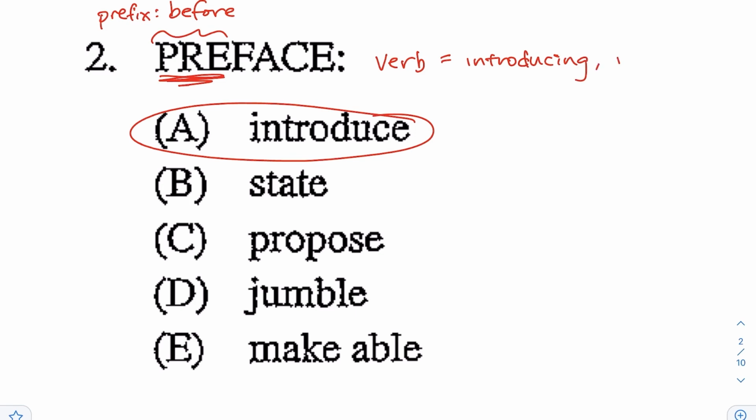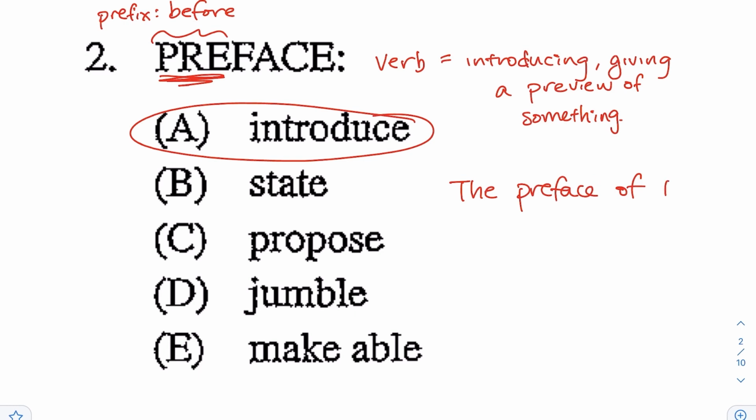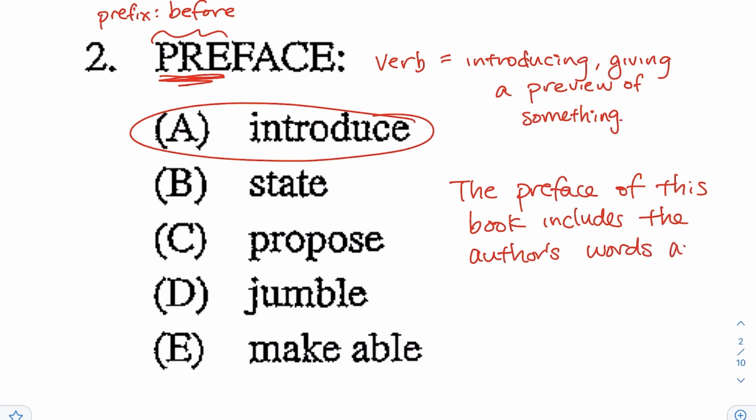Essentially you're giving a preview of something. So oftentimes you see that in books as well. So, for example, the preface of this book includes the author's words and dedications. So oftentimes before you read a book, before you get into the book, the author would include a preface, which includes what the book is about, what the author thinks about the book. So, what the author's inspirations were, who the author includes as a dedication. Again, this is just before you read the book, just some information before doing something.